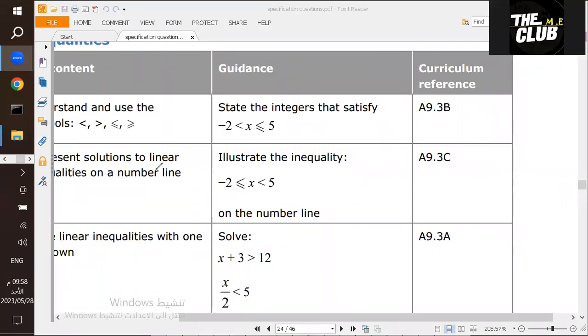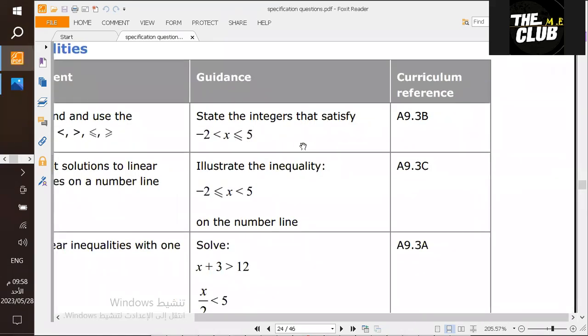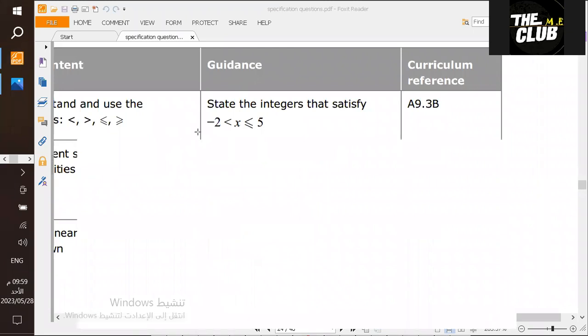Okay, here in this video, we're going to talk about inequalities. Now, in letter A, state the integers that satisfy this. When I have a question like this, and we do have questions like these, it means write the numbers that satisfy the inequality. First thing I do, let's make some space here. I have -2. This one is not included, so x is bigger than -2.